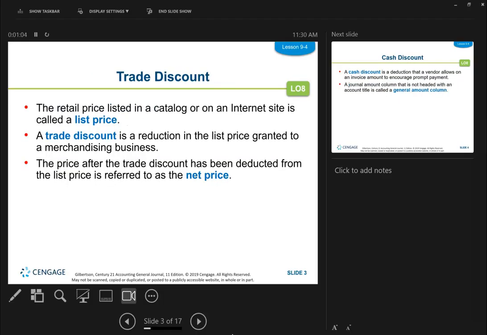The retail price listed in the catalog or on the internet site is called a list price. That's how much you're paying. A trade discount is a reduction in the list price granted to a merchandising business. So for example, if you and I wanted to go on to Nike and buy a pair of shoes, it's going to be more than what Dick's Sporting Goods pays for their order of Nike shoes because they are typically buying in bulk. The price after a trade discount has been deducted from the list price is referred to as net price.